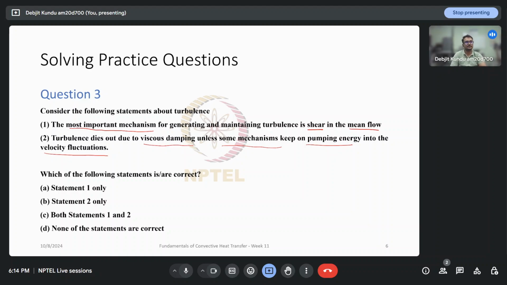So these are two statements. You have to pick which ones are correct. The given options are: option A, only statement one is correct. Option B, only statement two is correct. Option C, both statements one and two are correct. And option D, none of the statements are correct. So what do you think? Which option should it be? Which ones are correct?